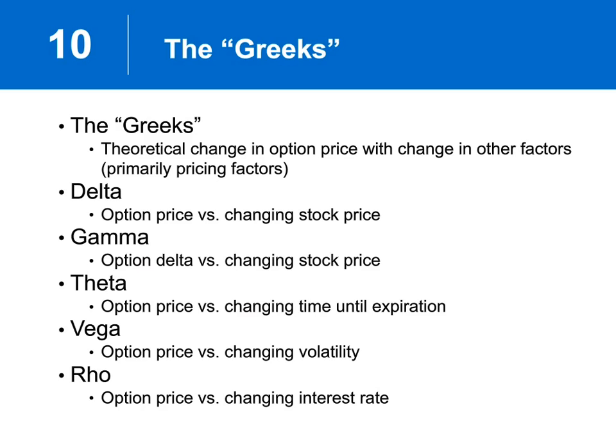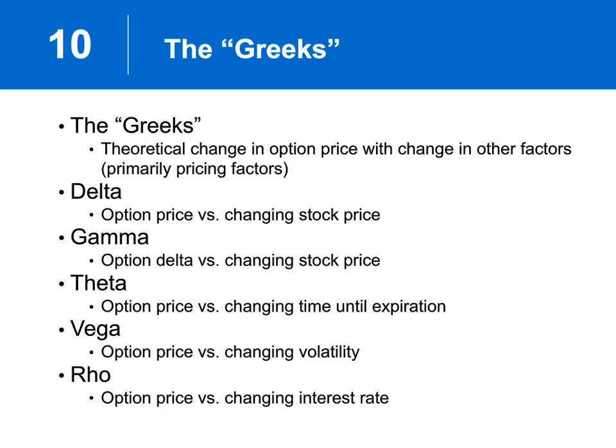The gamma is a little bit different. That's a derivative of delta itself. So the option delta changes with the change in the underlying price. That's what the gamma is. The gamma is going to tell us how much the delta is going to change with a change in the underlying price. So not difficult. We'll go through a couple of examples as well.